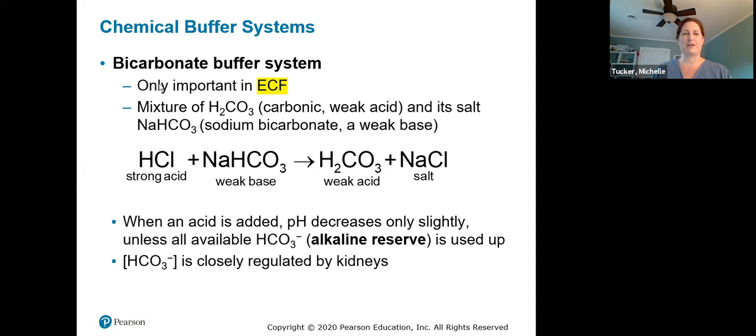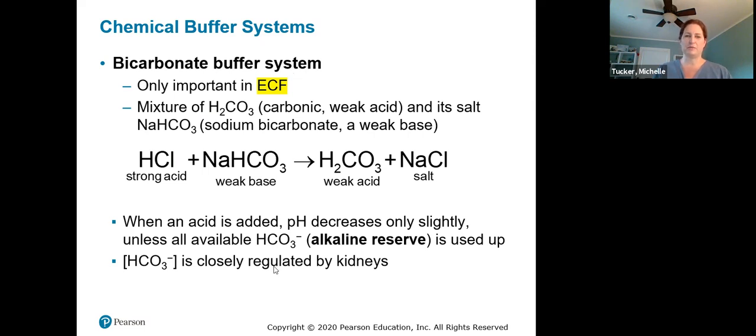So the bicarbonate buffer system is the important buffer system for extracellular fluid. So the plasma is really what we talk about. Yes, there's interstitial fluid as well, but it equilibrates with the plasma. But we are generally talking about the plasma because that's where these reactions take place. So the bicarbonate buffer system is the main chemical buffer for the extracellular fluid.